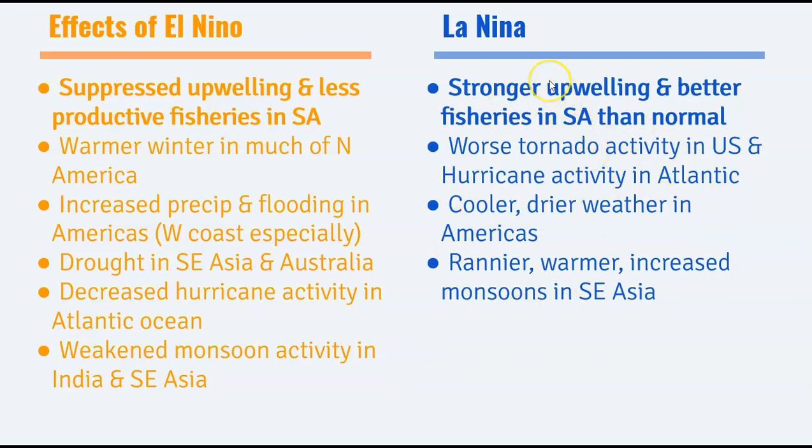La Nina is slightly different. Remember now that our heat has gone all the way far, far west in the Pacific Ocean. So we get stronger upwelling, so that's good. We get worse tornado activity and hurricane activity in the Atlantic. Cooler, drier weather in the Americas. That makes sense because now in the Americas, we're facing a larger swath of cool water because the warmth has moved farther west. And then rainier weather and increased monsoons in Southeast Asia because that's where the warm water is.